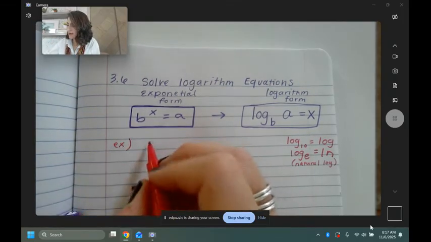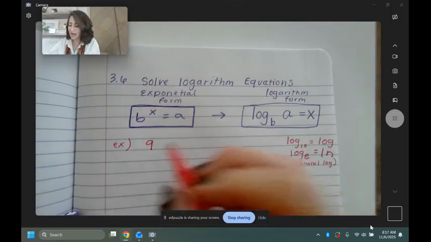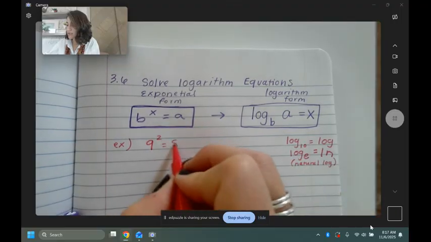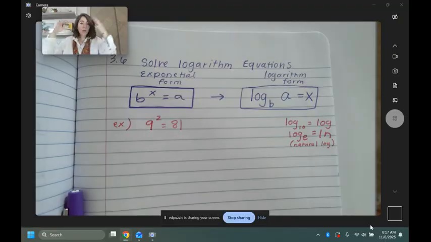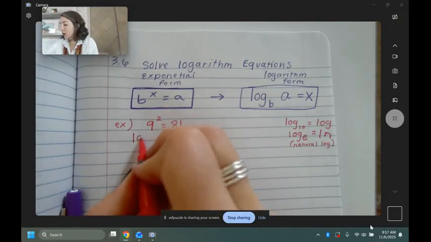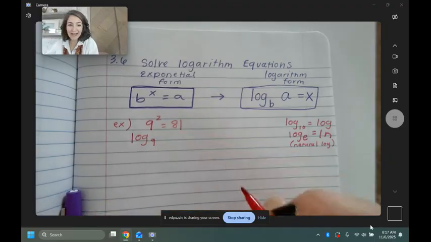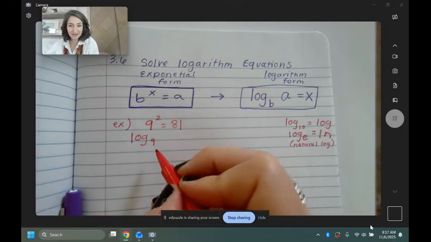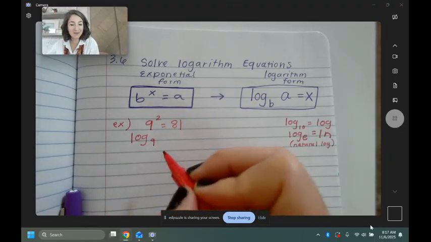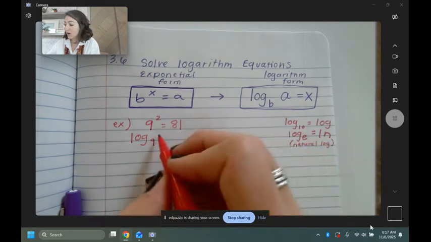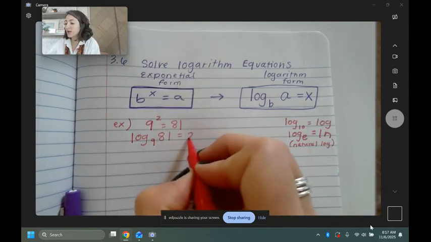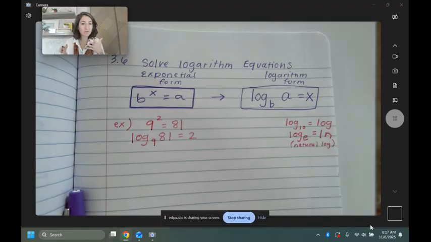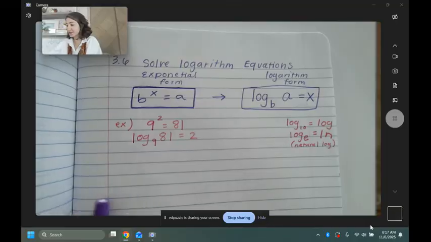And so just a little example. Let's say I had 9 raised to the 2 equals 81. What would that look like as a logarithm, right? I would have log base 9, because the base, the number being raised to the exponent is 9, of 81, of the answer, will equal the exponent. So just to keep those straight. All right, let's get into it then.